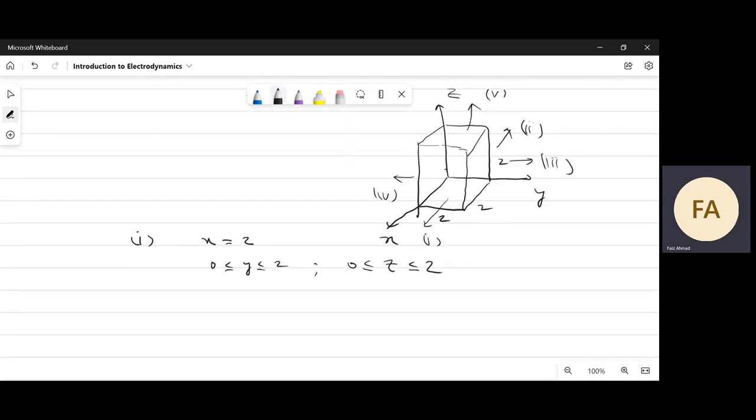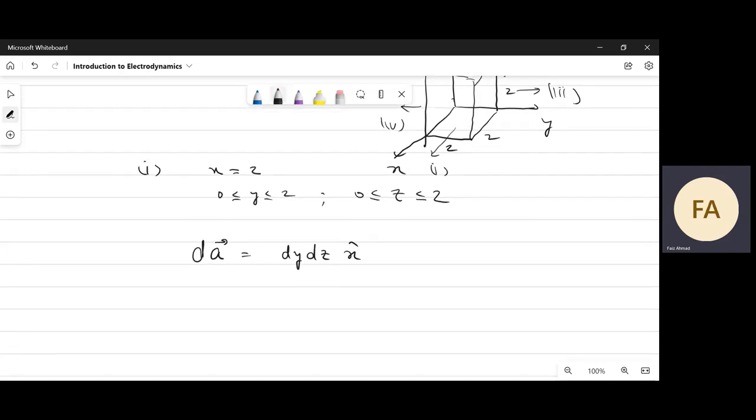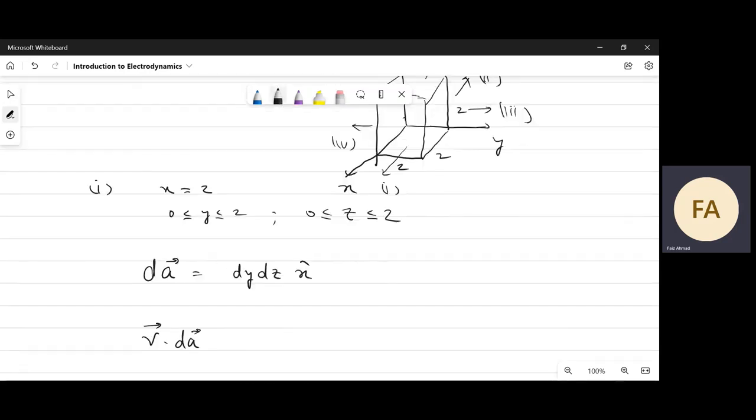So we have to perform integration on y and z. The area dA is outward normal to the positive x side, so it will be positive dy dz times the x unit vector. So we have dA, and we have to perform v dot dA. Its only component is x, so all other components will disappear from the dot product, so we have only this x part.